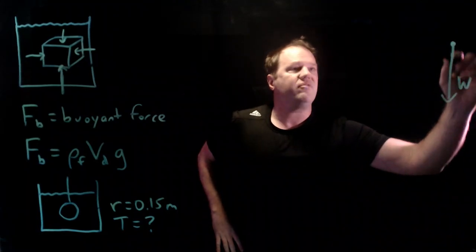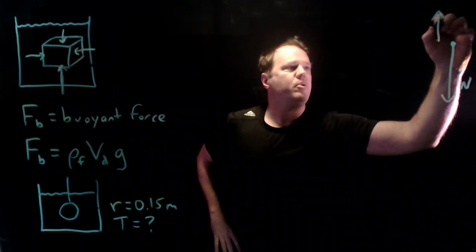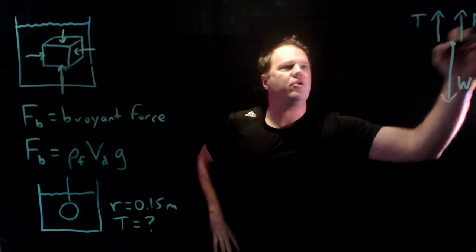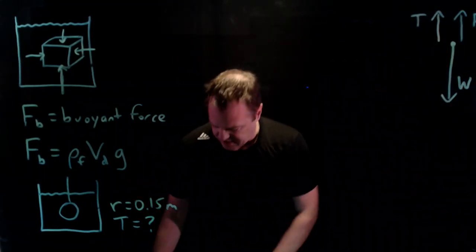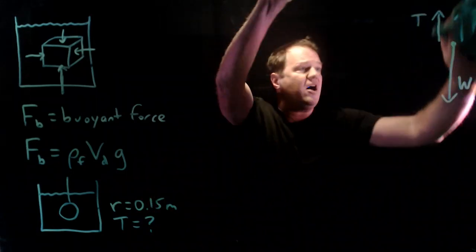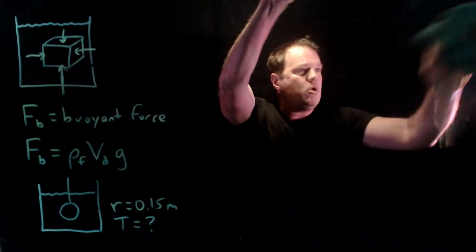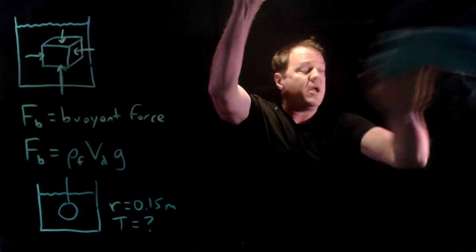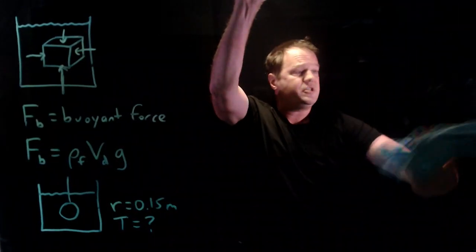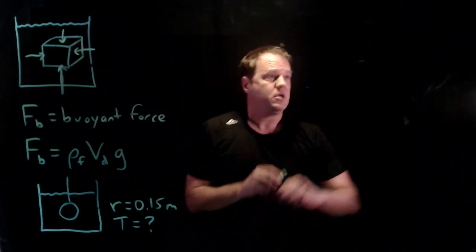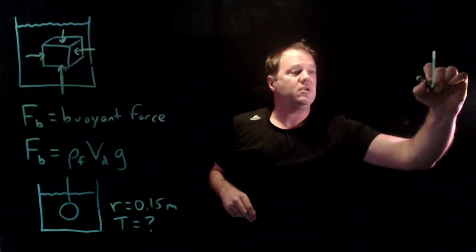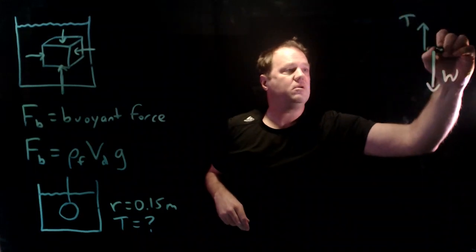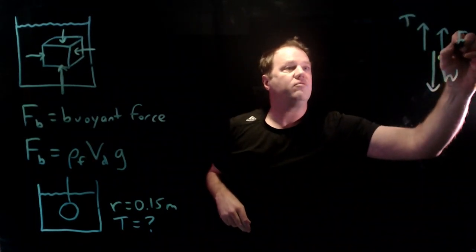We would have a tension force up and a buoyant force up. Okay, and until I calculate these, I don't know exactly how big to draw those arrows. But I do know there's 2 upward forces and 1 downward force. So weight force down, again, equal to the sum of the tension and buoyant forces.